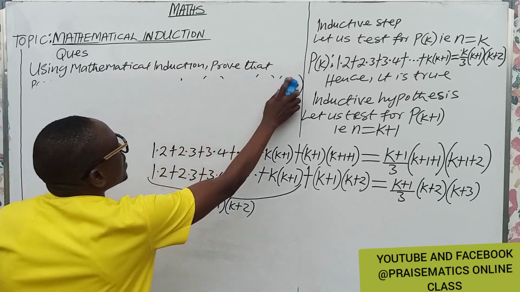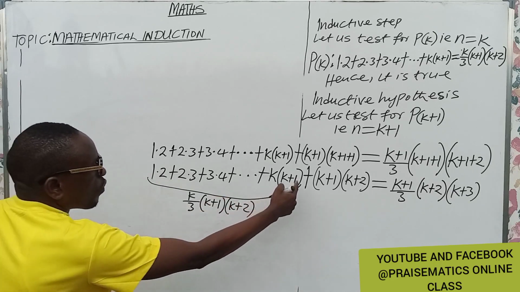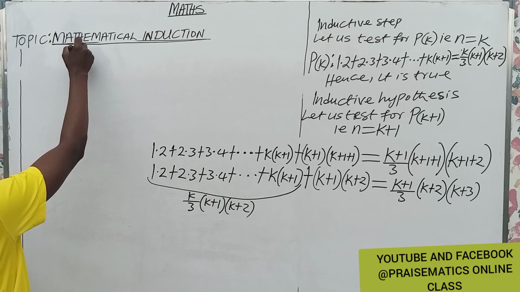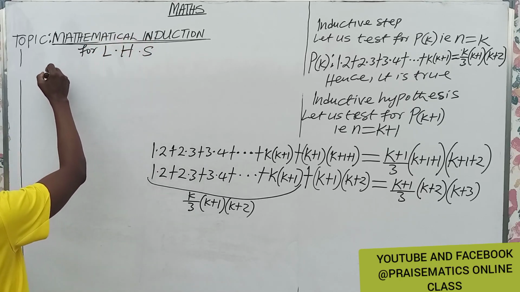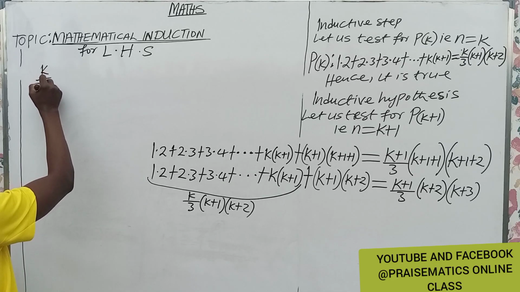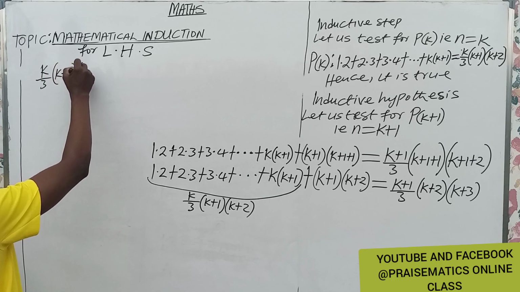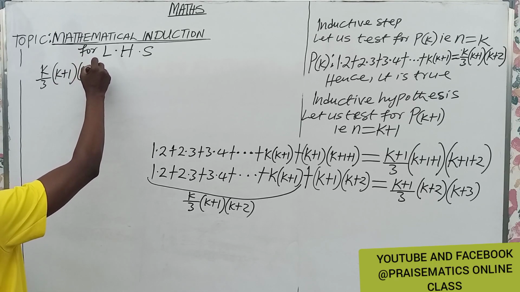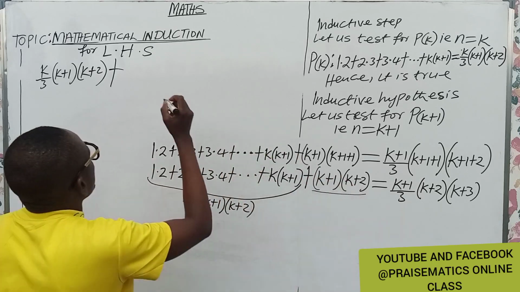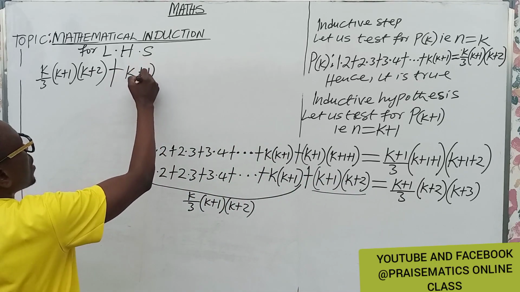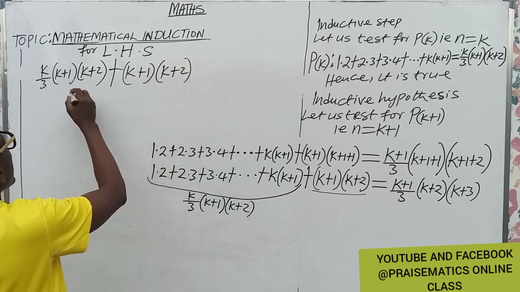Let's bring out the left hand side of the equation. The left hand side of the equation from here is this, which is now for left hand side. So we have k over 3 into (k plus 1) into (k plus 2), close it, plus this one, which is (k plus 1) into (k plus 2). Now let's expand.